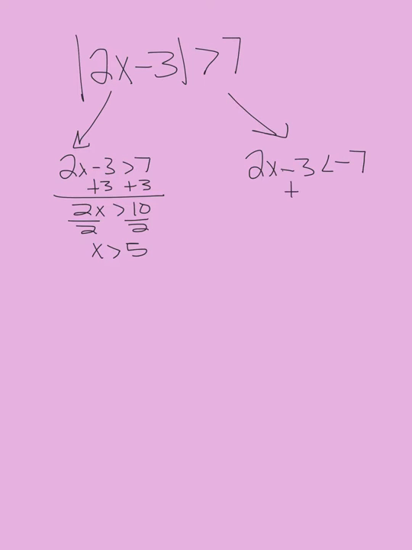And we'll go over here and solve this equation, once again adding 3 to each side, ending up with 2x is less than negative 4, dividing each side by 2, resulting in x is less than negative 2.